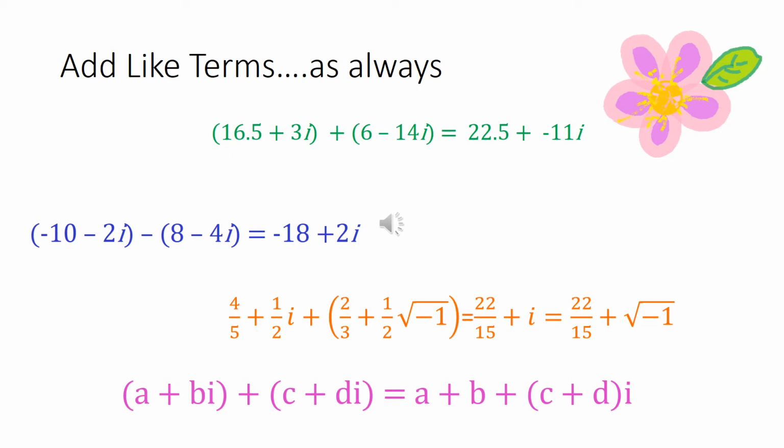So in this case, the 4/5 and the 2/3 are like each other. If you add 4/5 and 2/3, you're adding 12/15 to 10/15, and you get 22/15. And then 1/2 I plus 1/2 I is going to give us I. Or you could rewrite it as 22/15 plus the square root of minus 1. So in general, the real parts get added and the non-real parts get added.